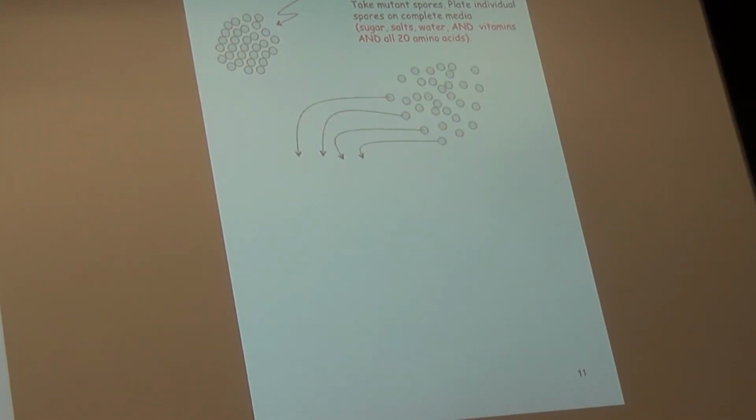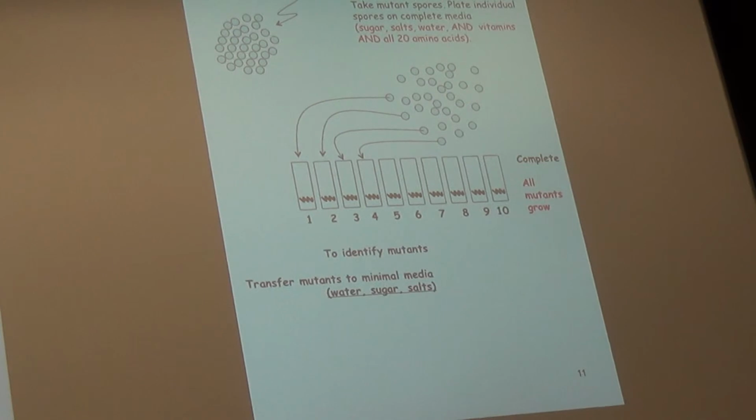So initially, that's what you do. You grow them up. So you take individual cells, you plate them on a plate with complete media. So this cell will form a colony on the plate and grow. This cell will form a different colony and grow. This cell will form a different colony and grow. This cell will form a different colony and grow. And you get in the picture what happens. So all of these cells get plated on complete media after they've been mutagenized. And they all grow and form colonies. Because it doesn't matter if they have mutations or not, you're giving them everything. And so they're able to grow.